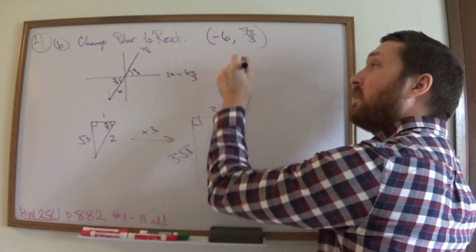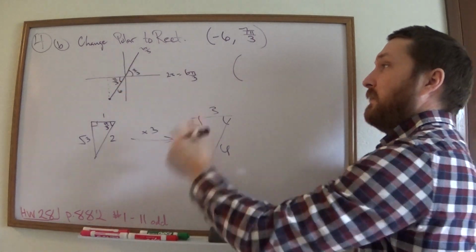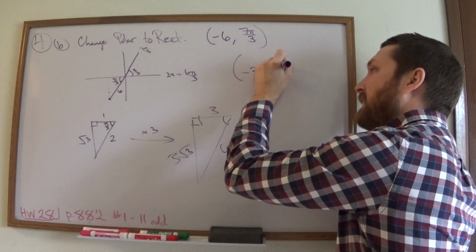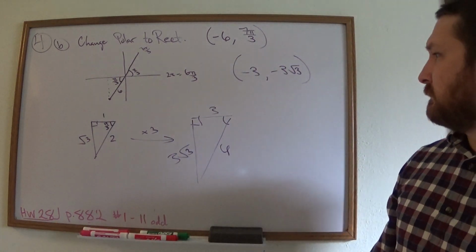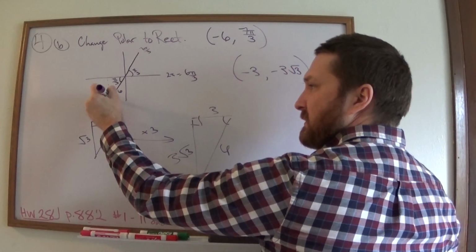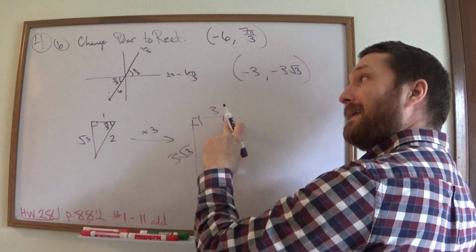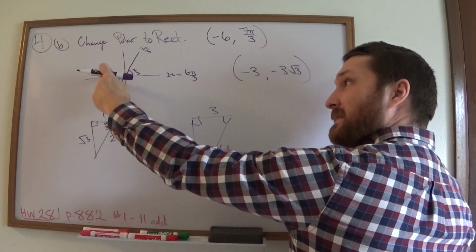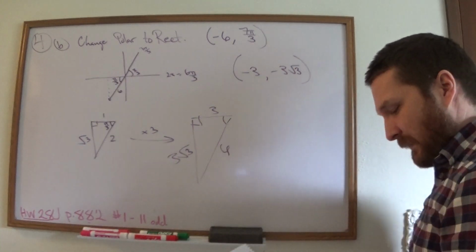And so what are my final coordinates? Negative 3, negative 3 root 3. Double check me, right? We're in this quadrant, this is that point, and we've taken the length 3, but it's a negative 3 because he's over there. Same thing down here. And so we have negative 3 root 3.